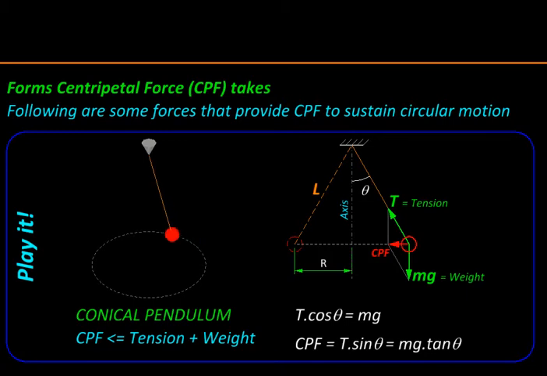Let us set it in motion and also study the forces acting on it. On the bob, there are essentially two forces, its weight mg acting vertically downward and the tension T in the string acting along the string. The resultant of these two forces is found to act towards the center of this circular path, and that is nothing but the centripetal force required for this motion.